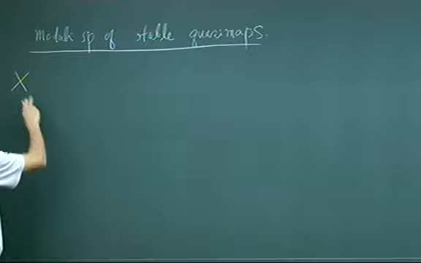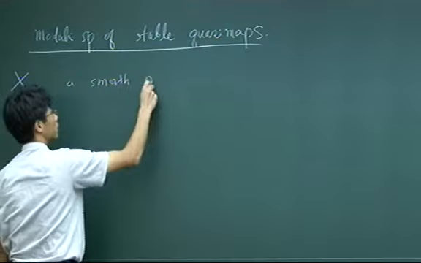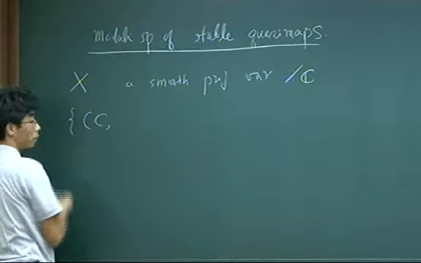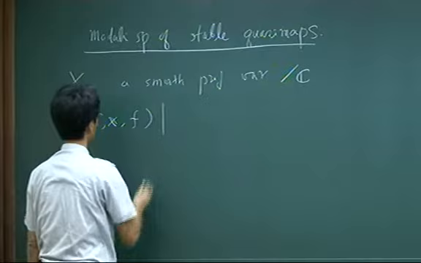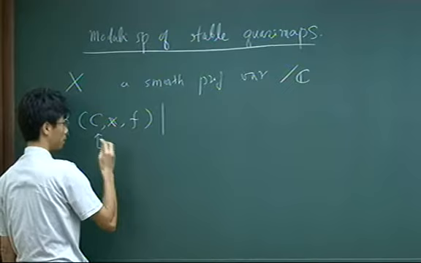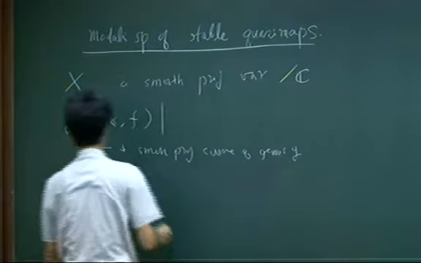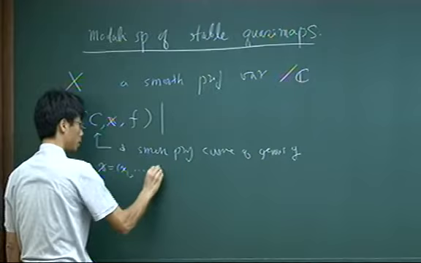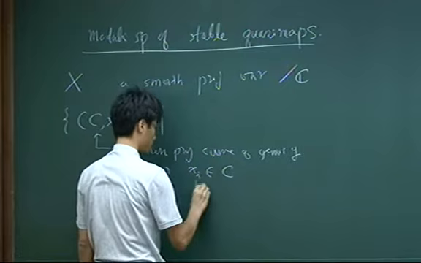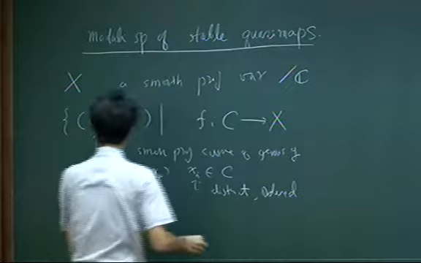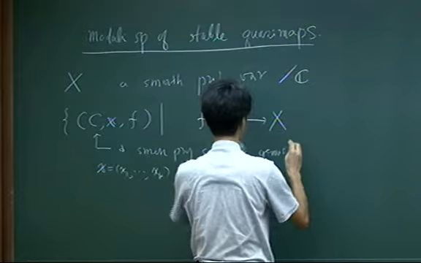So first of all, X is always going to be a smooth projective variety over C. Basically, what I'm interested in is the following collection of maps. Where C, for the moment, is just a smooth projective curve of genus g, and x are k-tuples of points on C, distinct and in order. And f is an algebraic map from C to target X, such that, let me fix the topological type.